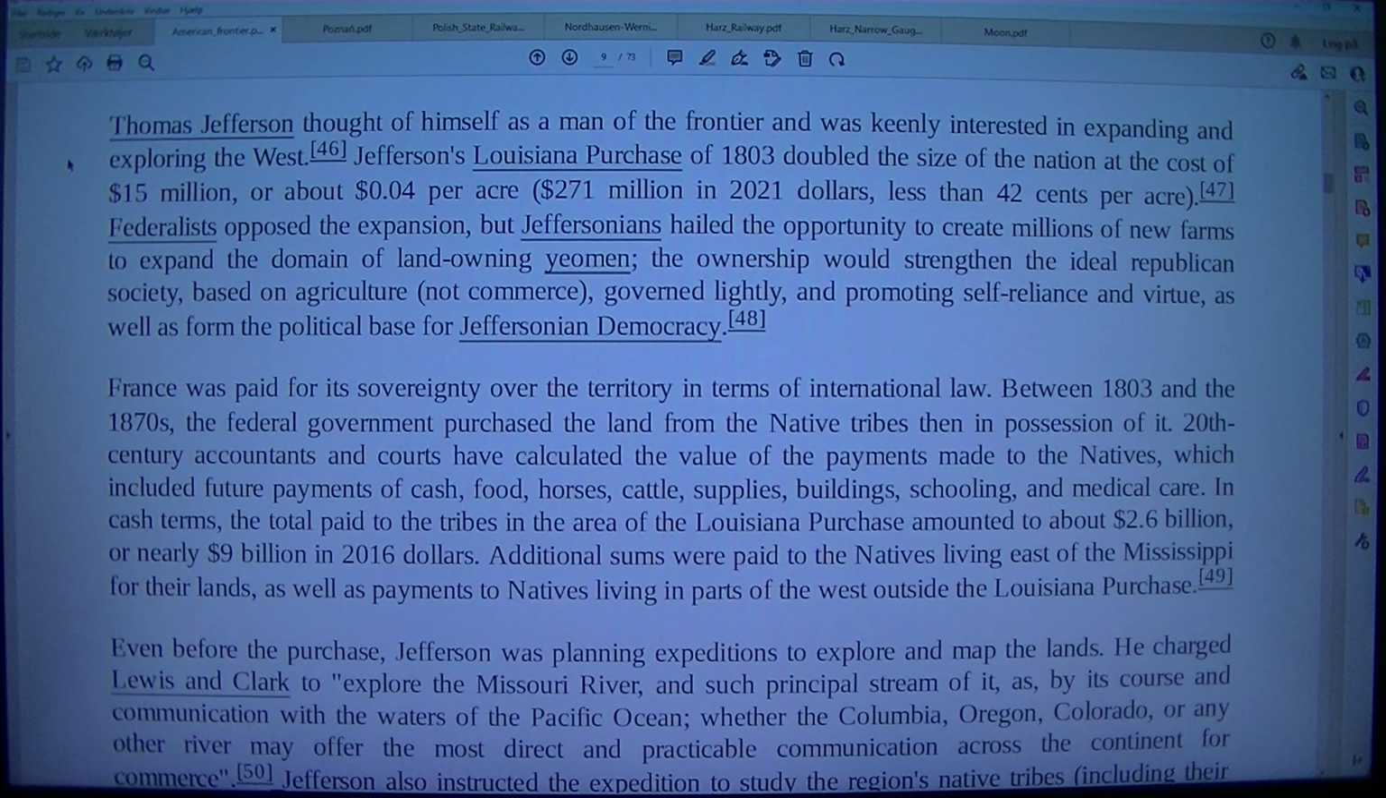47. Federalists opposed the expansion, but Jeffersonians hailed the opportunity to create millions of new farms to expand the domain of landowning yeomen. The ownership would strengthen the ideal Republican society, based on agriculture, not commerce, governed lightly, and promoting self-reliance and virtue, as well as form the political base for Jeffersonian democracy.